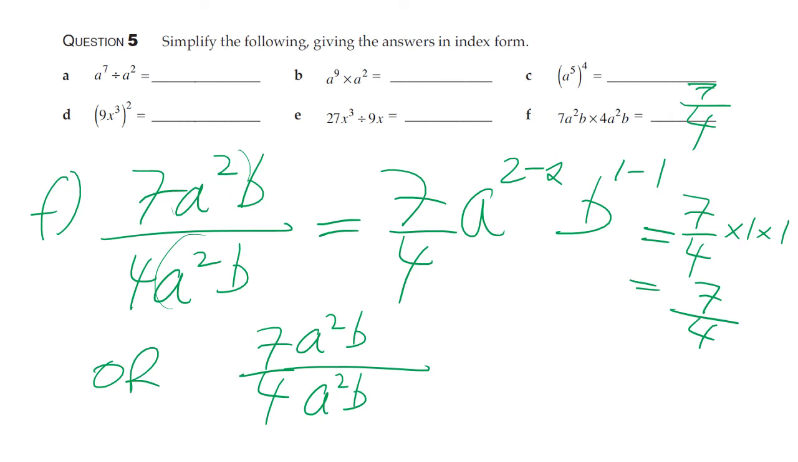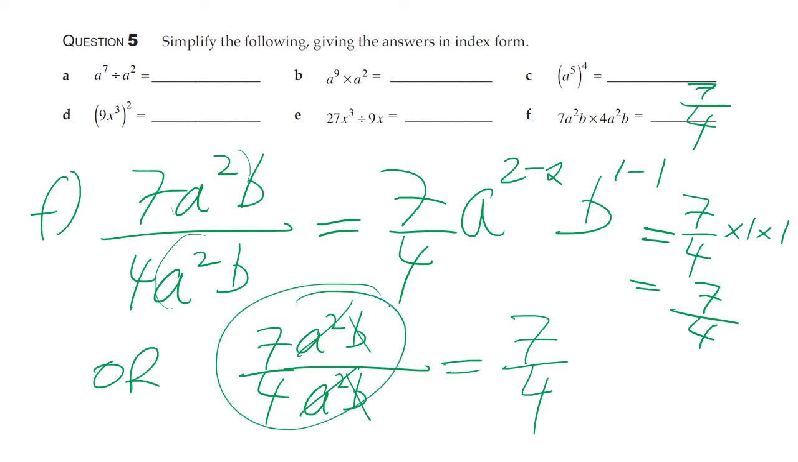1,000 divided by 1,000 is 1. A billion divided by a billion is just 1. So a to the power of 2 divided by a to the power of 2 is just 1. Same as b divided by b is just 1. So your answer is actually just 7 over 4. So if you can see this, you don't even need to use any index law. You can just say, oh yeah, I know, a squared divided by a squared, that's going to be 1. b divided by b, that's going to be 1.